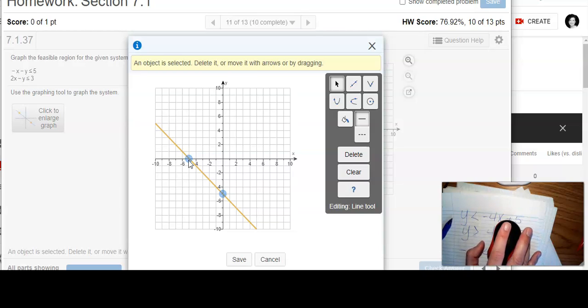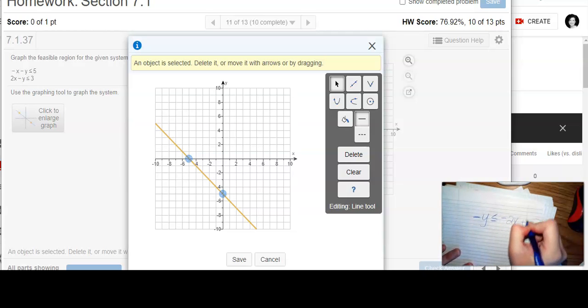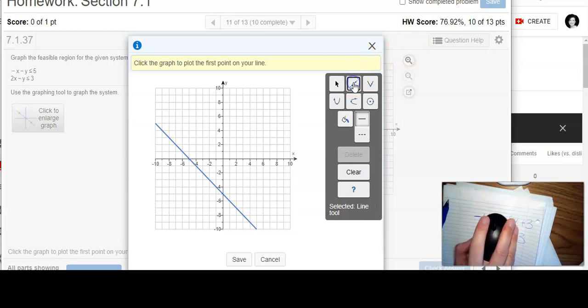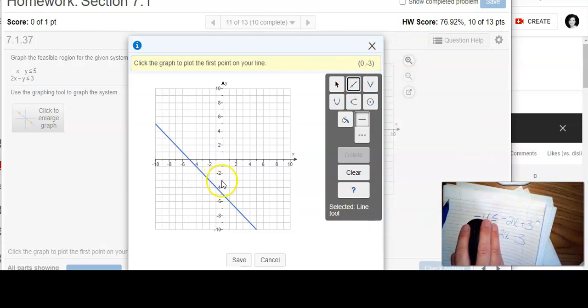On the bottom one, I think it's going to be easier to put it into slope-intercept form. In slope-intercept form, I will have negative y is less than or equal to negative 2x plus 3. Change all your signs. So y is greater than or equal to positive 2x minus 3. So my other line has a y-intercept of negative 3 and a slope of positive 2, so I go up 2, right 1.